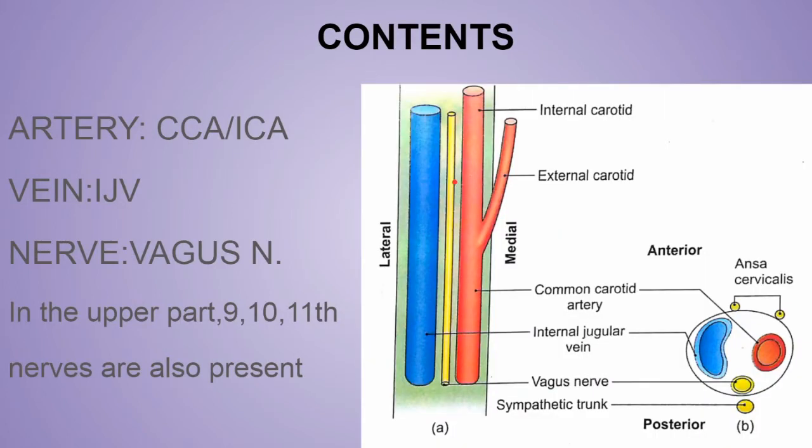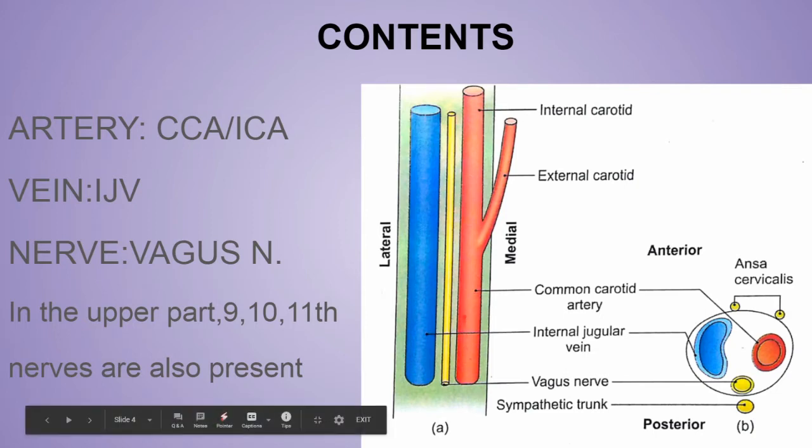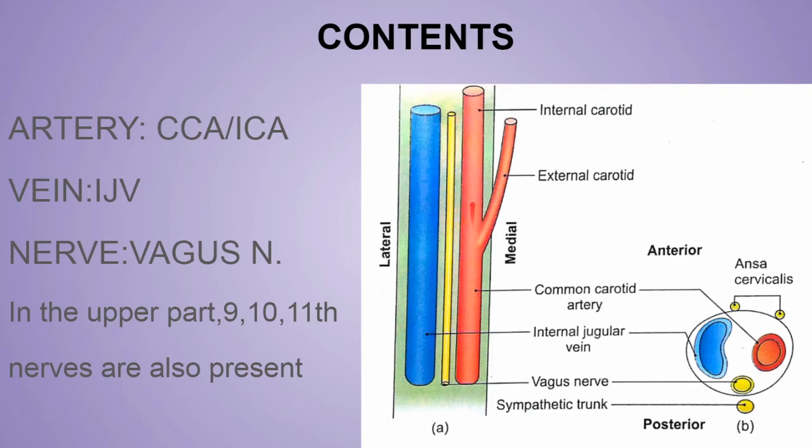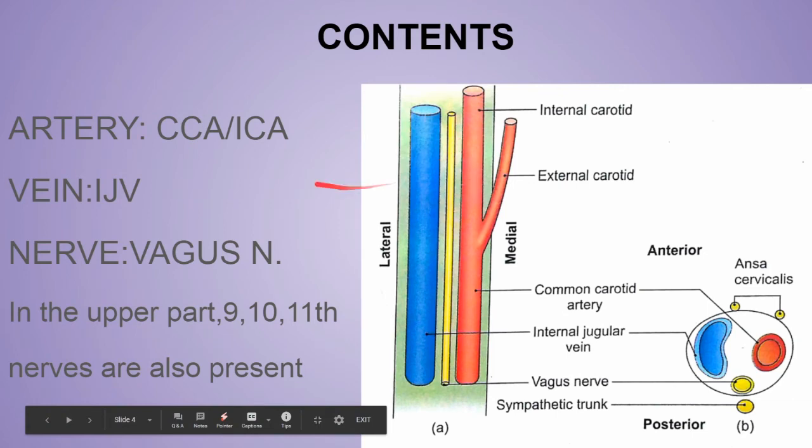Now the contents of the carotid sheath are mainly the artery, vein and nerve. The artery is the common carotid artery, which while going upward divides into the internal carotid and the external carotid artery. But the external carotid goes out of the carotid sheath. That's why the main content in the carotid sheath is only the common carotid artery and the internal carotid artery.